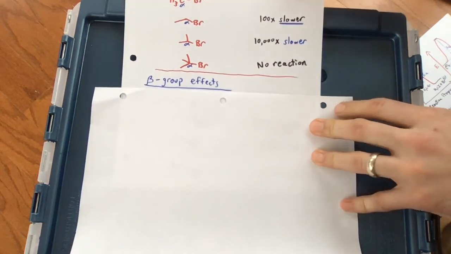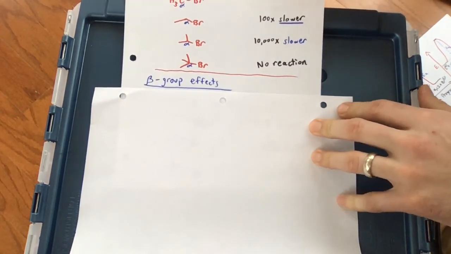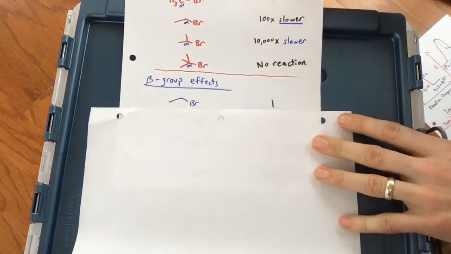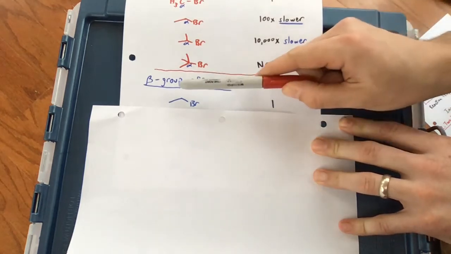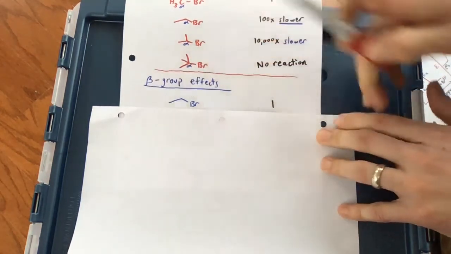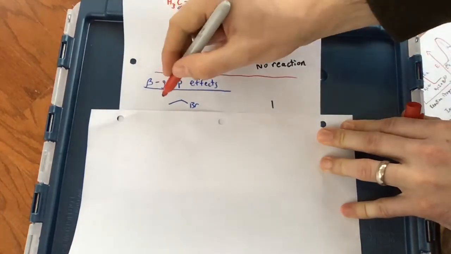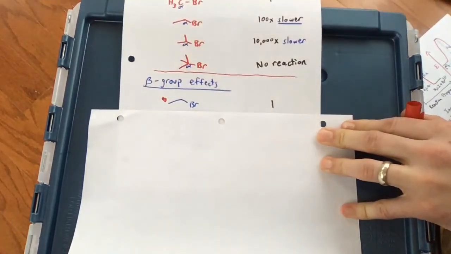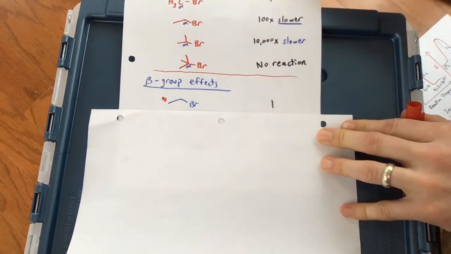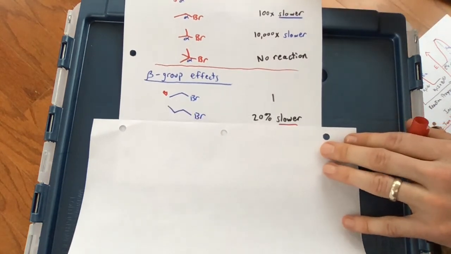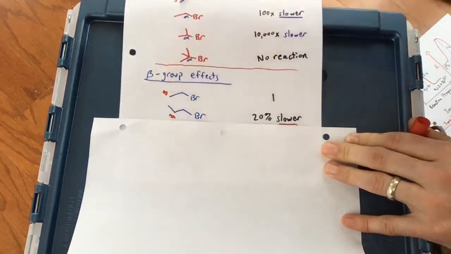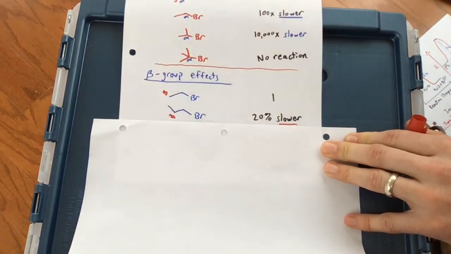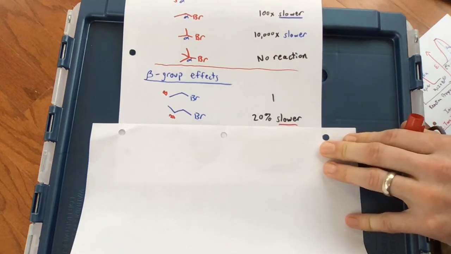So if we have substitution at the beta group, what is that going to do to our reaction rate? So in this case, our standard reaction rate is going to be using ethyl bromide, 1-bromoethane, and our beta groups are here. Okay, so we have one beta group there. That's our standard reaction. If we add another carbon onto this atom, we find that we don't have much reduction, only 20% slower.